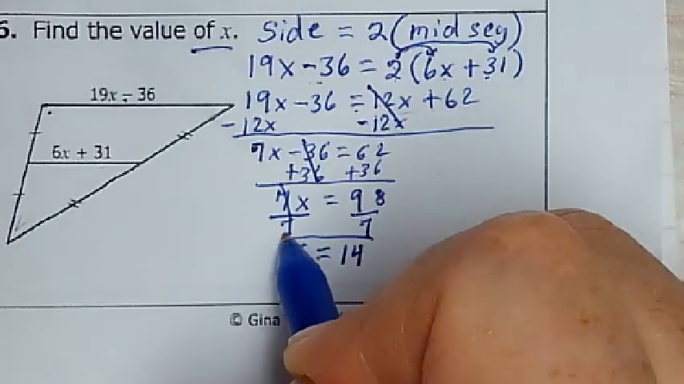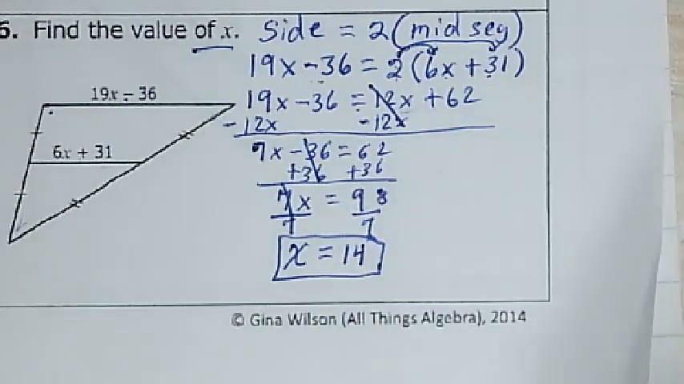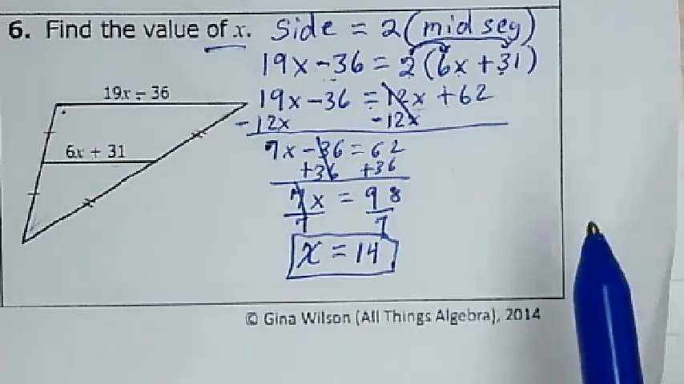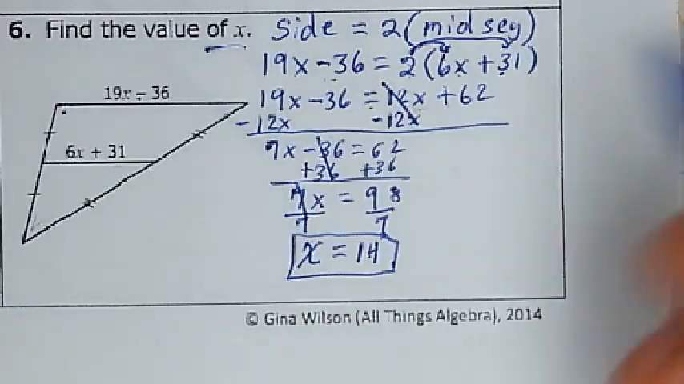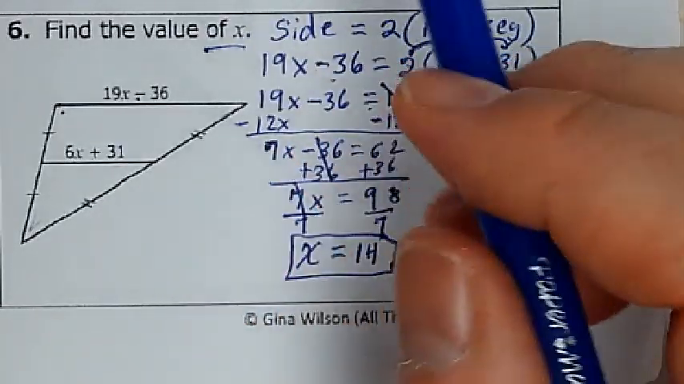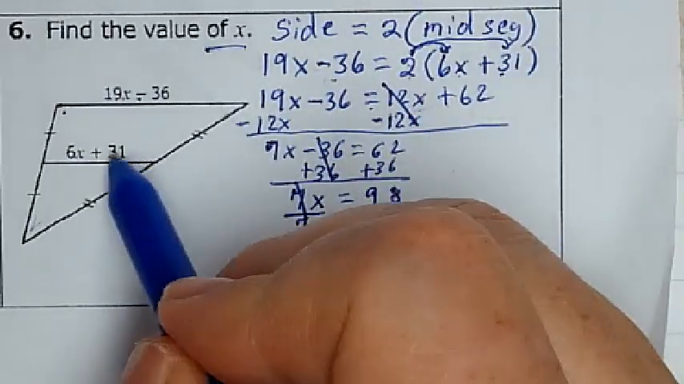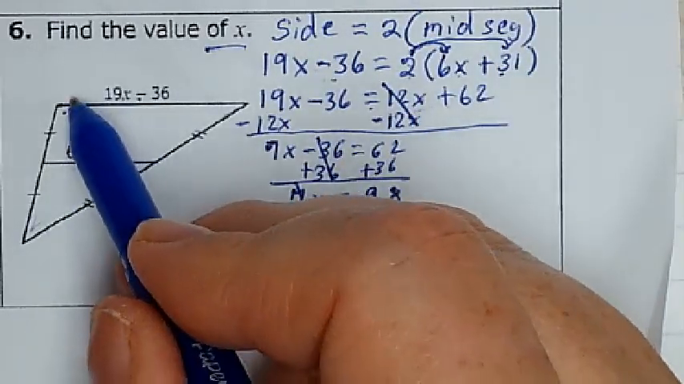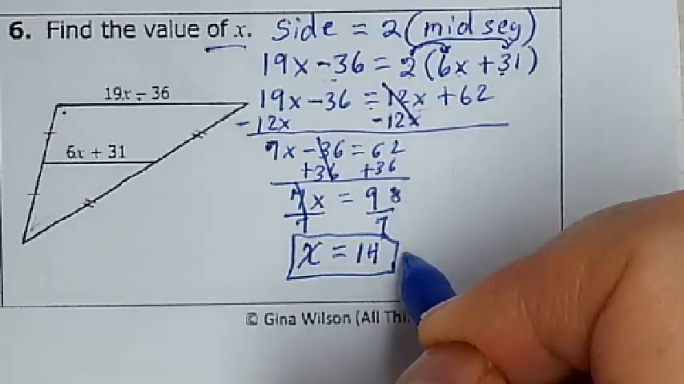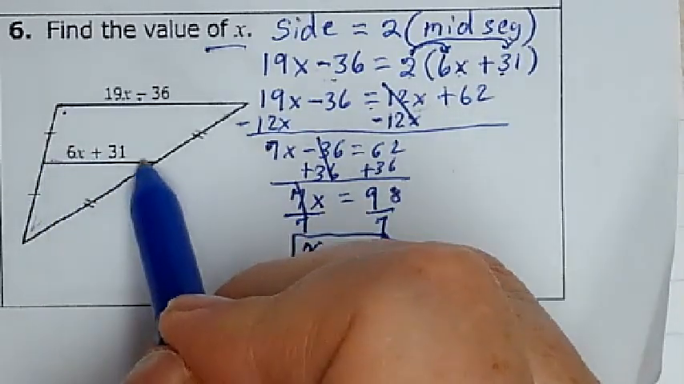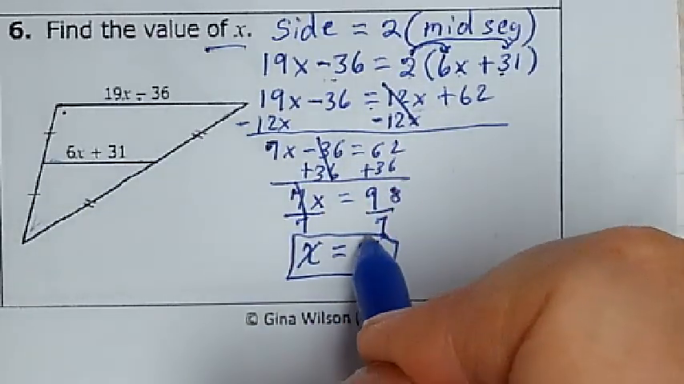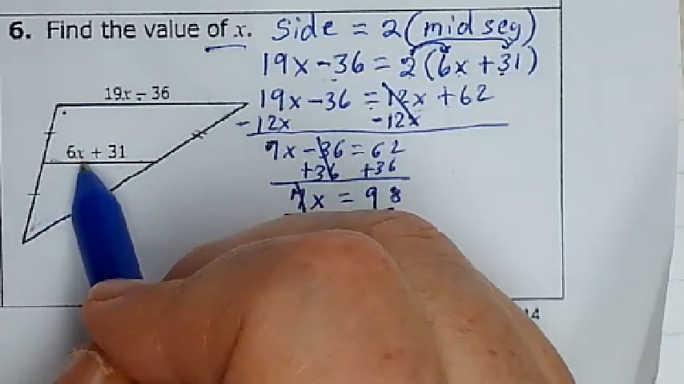Now, at this point, 14, that's what they're asking for, so you're literally done. On a test, though, they might say, what's the length of the midsegment, or what's the length of the side? At that point, that becomes a plug-in value. So if they ask you for this midsegment length, you would plug in the 14 right there where the x is. So that's the lesson.